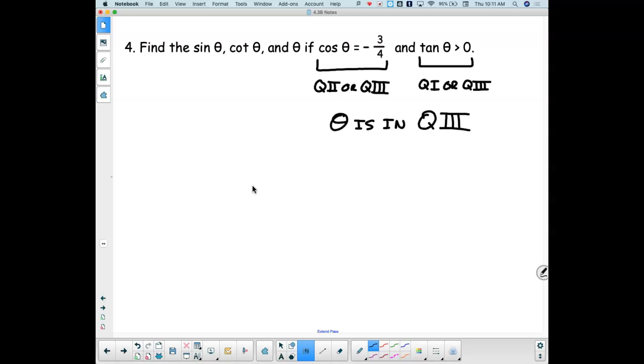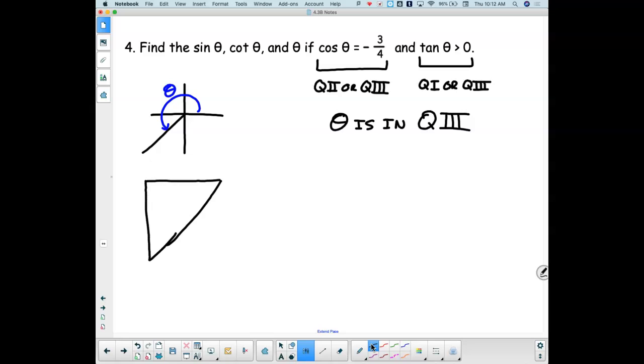You have to establish that first, because otherwise you're just throwing a water balloon against the wall. Okay, so now I know I'm in quadrant 3, so theta is this. That means I can draw a triangle, and you can draw a triangle however you want to. However, I would draw my triangle in quadrant number 3. This then becomes my theta prime.